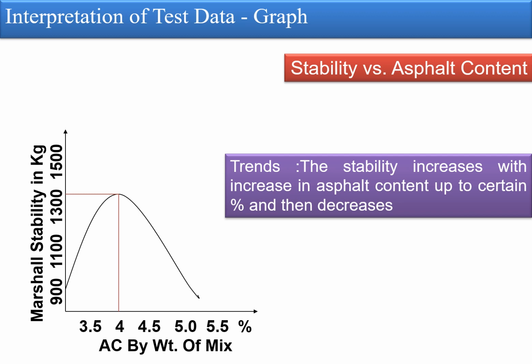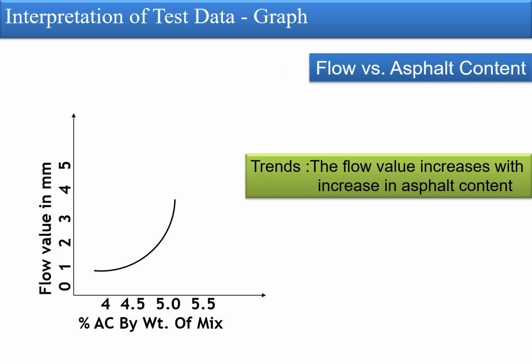The peak corresponds to the maximum stability; the corresponding bitumen content is the optimum binder content for achieving the maximum stability. Then you need to check the flow. The trend is that the flow value increases with the increase in the asphalt content. So you need to see what flow range is given, and then the mean value is considered to get the optimum binder.